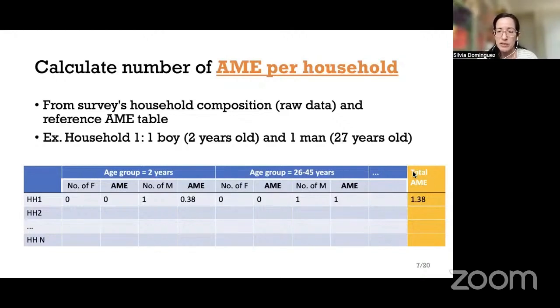And then we add these values. This is just a sum. And we obtain the total AME for the household. So 0.38 plus 1, and we get 1.38. And this is what we would do for every single household in the survey, in the household budget survey. So from now on, we will express the composition of each household in terms of AME.